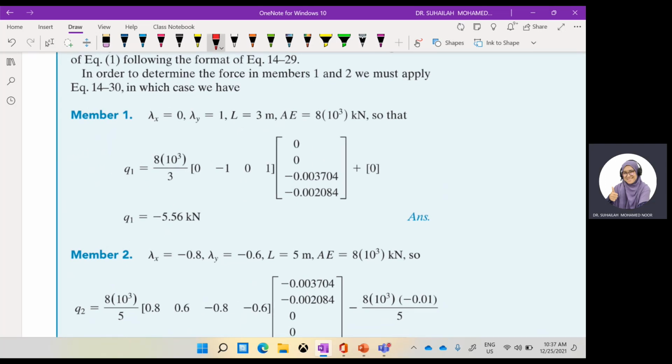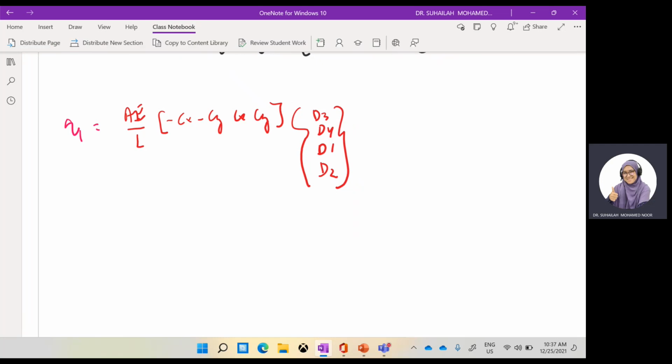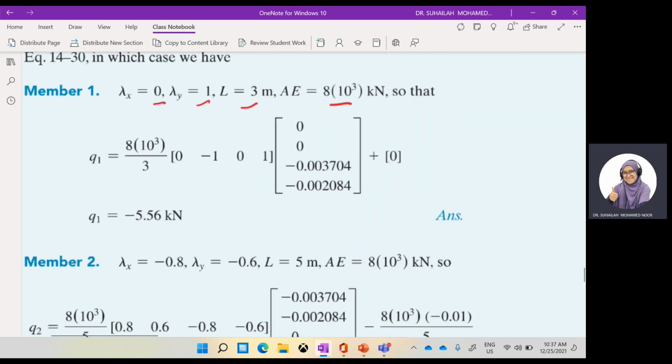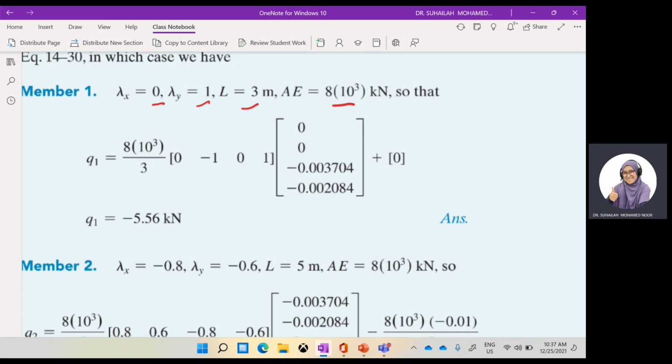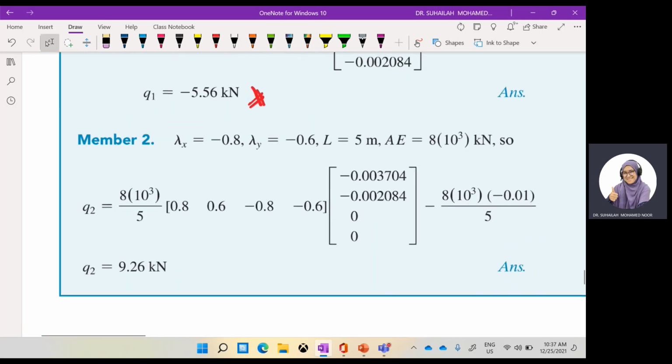So for member 1, lambda or Cx is equal to 0, and Cy is 1, the length is 3 meters, and AE is this. We just substitute into the formula, and then we will get this value. This is the member force, and we will do the same for member 2.